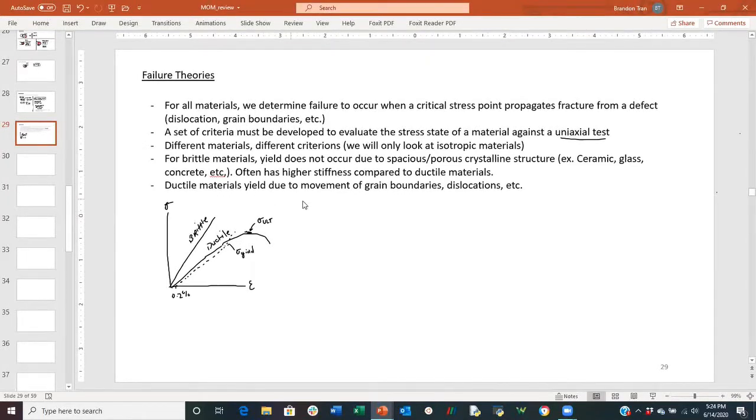So moving on to ductile materials. Ductile materials yield due to movement of grain boundaries and dislocations, like I just said. What happens atomistically here, let me just draw it. If we have this cartoon drawing of a pair of metallic atoms that are bonded together in a material, let's assume this is something like steel or aluminum, and we apply a shear stress here, right?